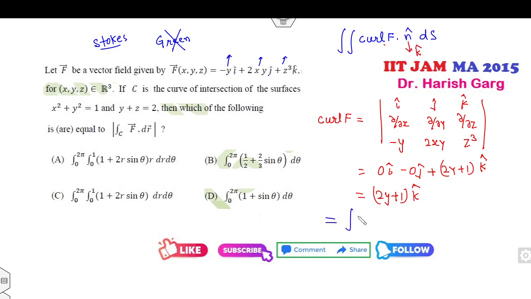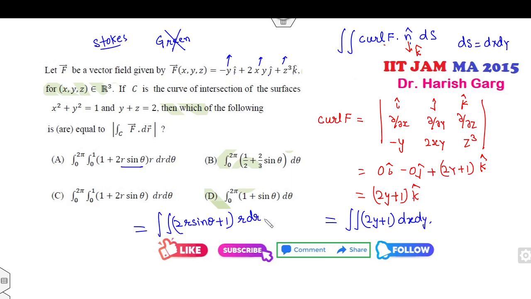So your answer is the double integration of 2y plus 1. Once n cap is k cap, then your dS will be dx dy. Fine. Now you have to take the absolute value. Now you can see it's a polar curve, so how can you write it in polar coordinates? It is 2r sine theta plus 1, r dr d theta. So you can see this is the answer. Limits: radius is 1 on the xy plane, angle is 2 pi. So this option is cancelled out because there is a missing r.